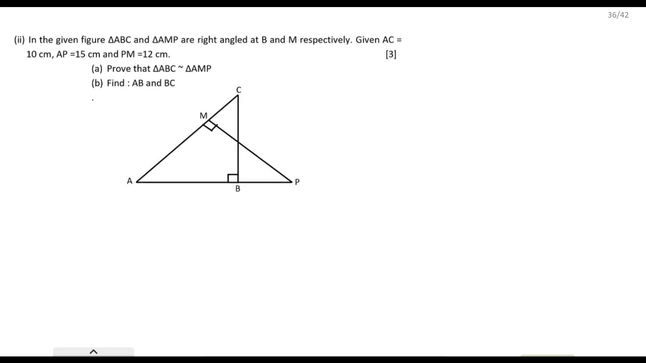सेकेंड पार्ट फिगर हमें गिवन है, कुछ मेजरमेंट्स गिवन है. AC 10 सेंटीमीटर, AP 15 and PM 12. Prove that triangle ABC is similar to triangle AMP.